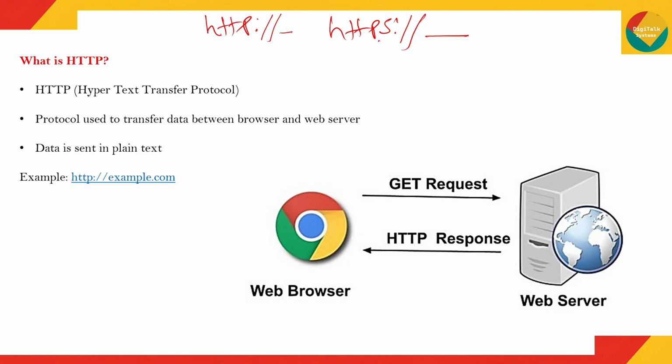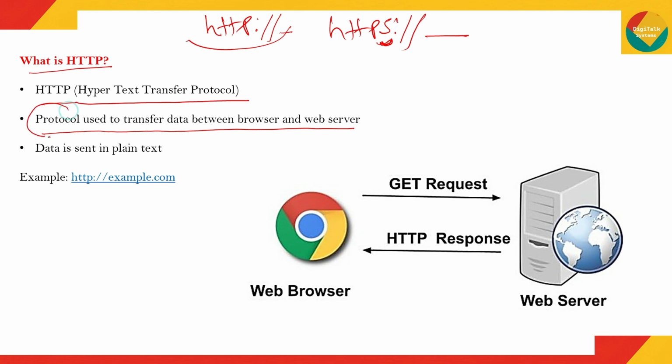Okay, so we'll cover what exactly this HTTPS is, but before that, let us come to HTTP. So what is HTTP? HTTP is the short form of Hypertext Transfer Protocol, and this protocol is used to transfer data between browser and server. So the very first thing, HTTP is a protocol. A protocol is a set of standard rules that has been designed for communication over the network.